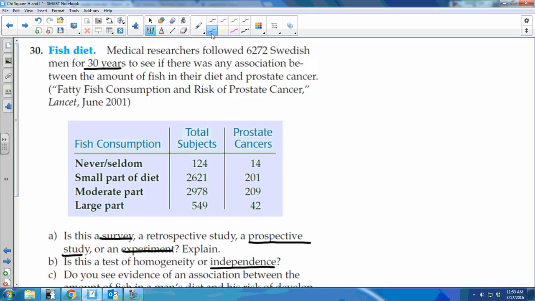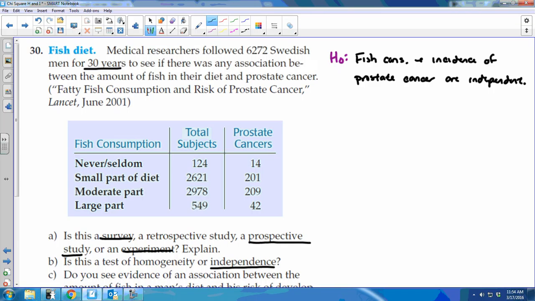Okay? So when you're writing hypotheses for independence, there's two ways to write them. And I need you to pick a way and stick with it, or you'll get confused. Because they seem opposite of each other, so we need to just pick one way and write them that way every time. So in a test of independence, your null hypothesis should be that the variables are independent. So we could say fish consumption and incidence of prostate cancer are independent.